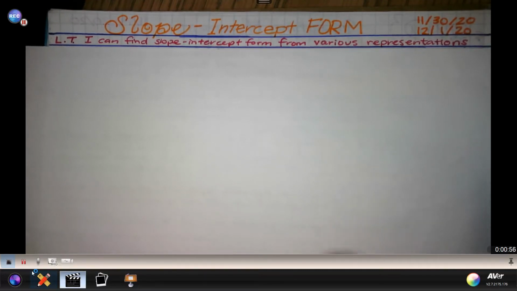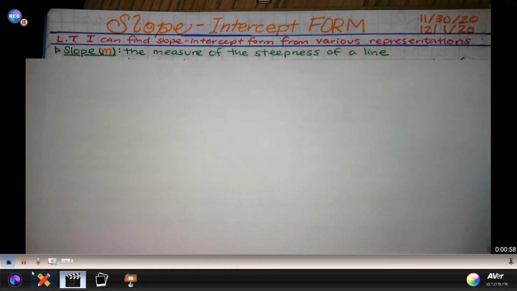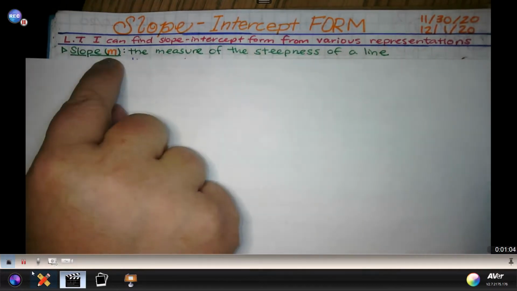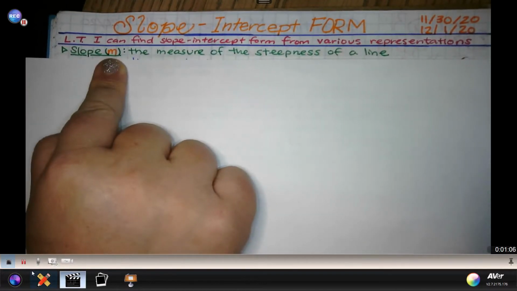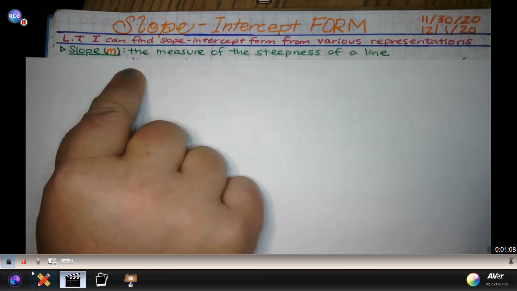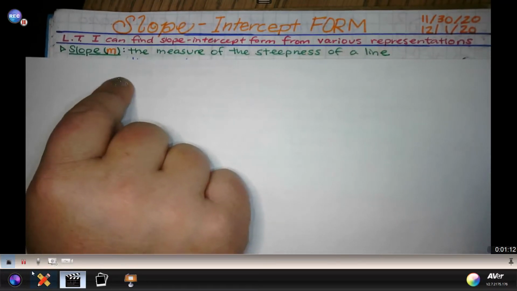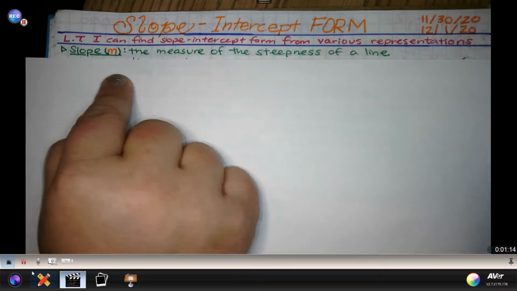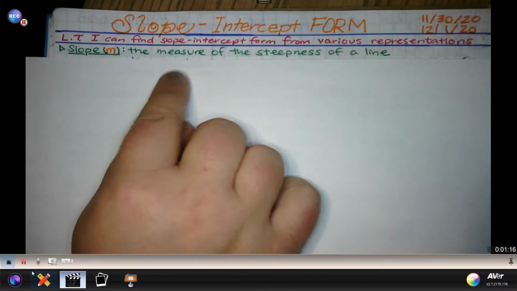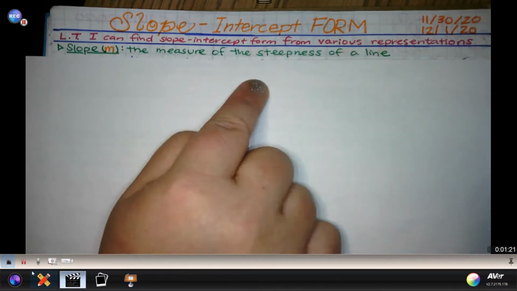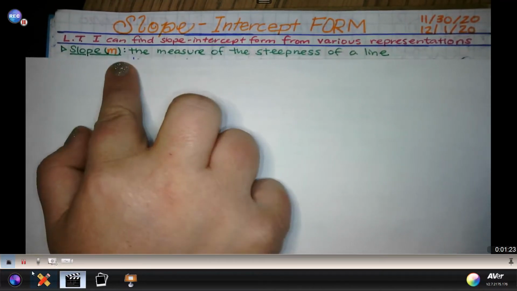So as usual, we're going to start with some vocabulary so that we all know that we're on the same page. So firstly, slope. First part of slope-intercept form is slope. So I wrote an M here because that is the variable we use to represent it. So we don't want to be using M for other things during this unit because M will exclusively be used for slope, and it's lowercase. And this essentially is the measure of the steepness of a line. So how steep a line is the slope, okay?